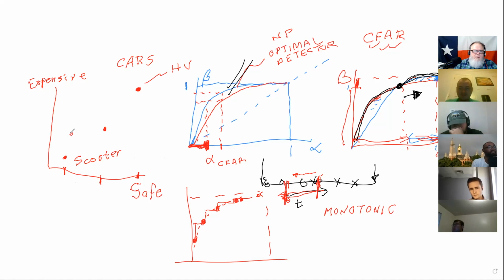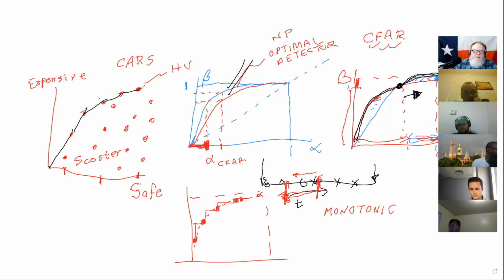So what you will have, if you look at all vehicles, you will get something which looks like this. You will get a bunch of dots all over the map. What do you do with those dots? Well, you connect the dots on the outer edge. So the best you could do is connect the dots like this. And what the black curve shows is that for a certain degree of safety, this is the best car you can get. There might be also some other cars that are less expensive, but are just as safe.